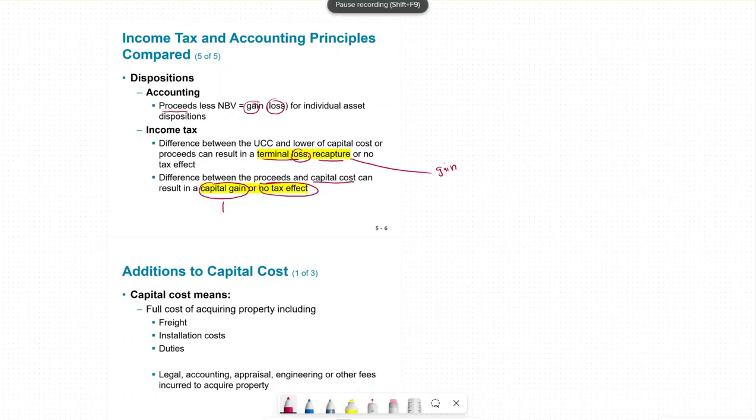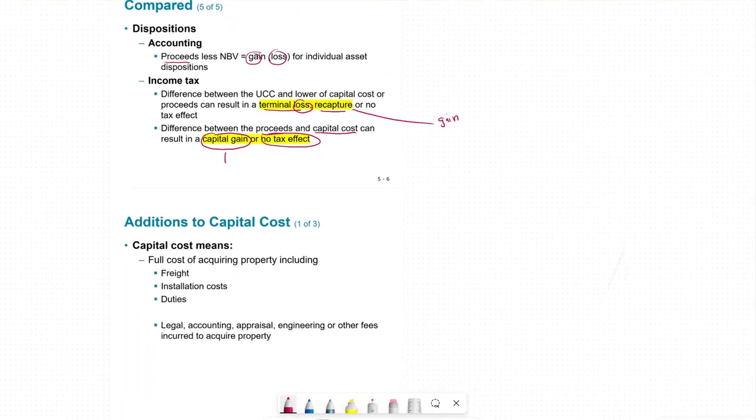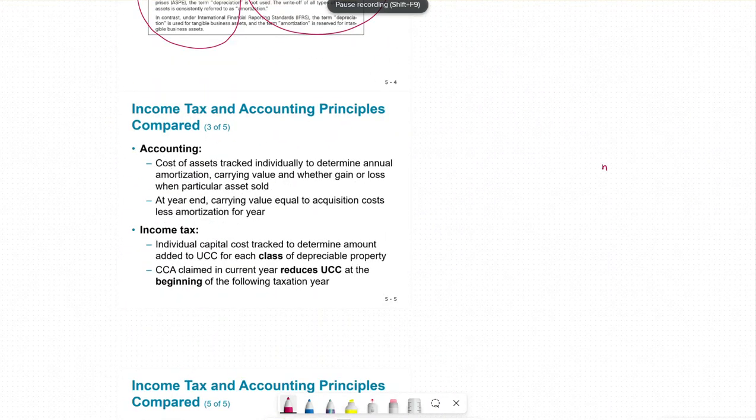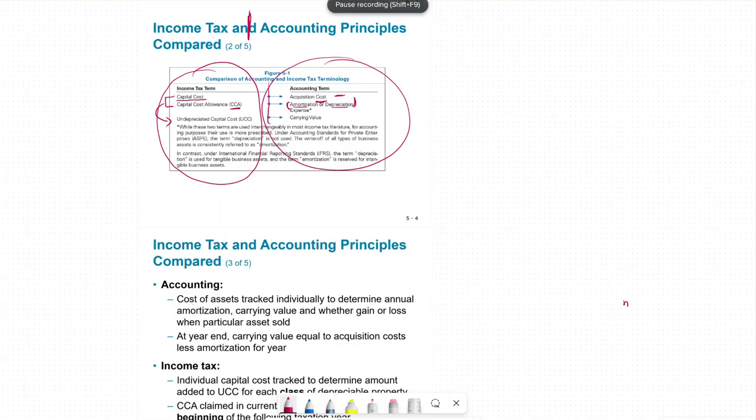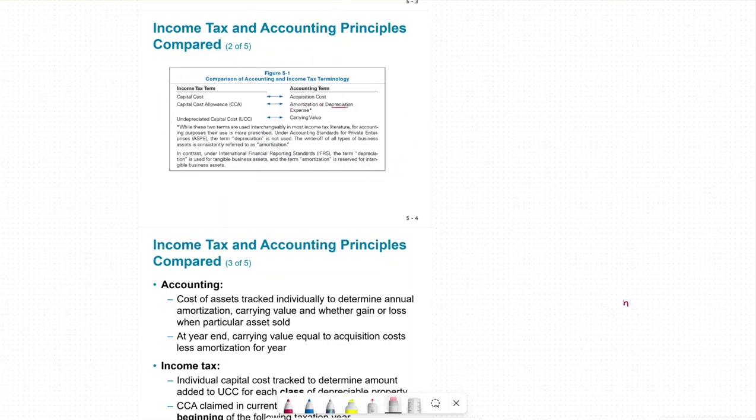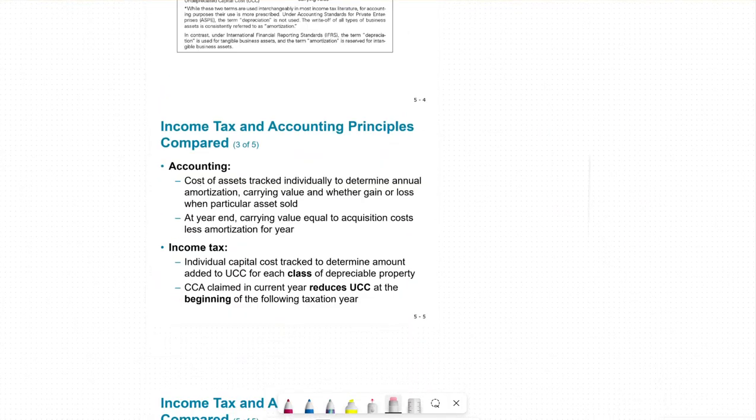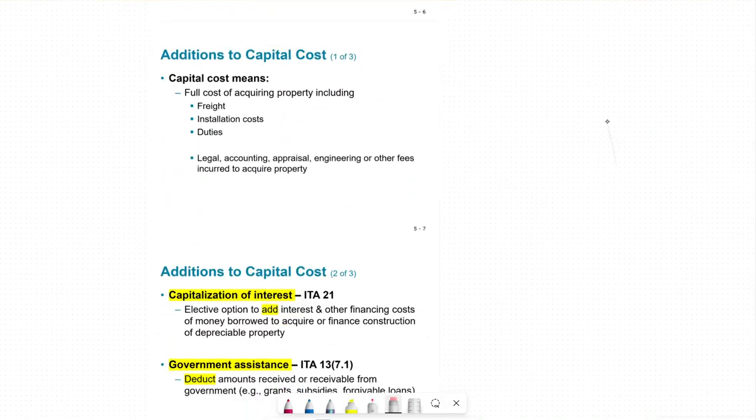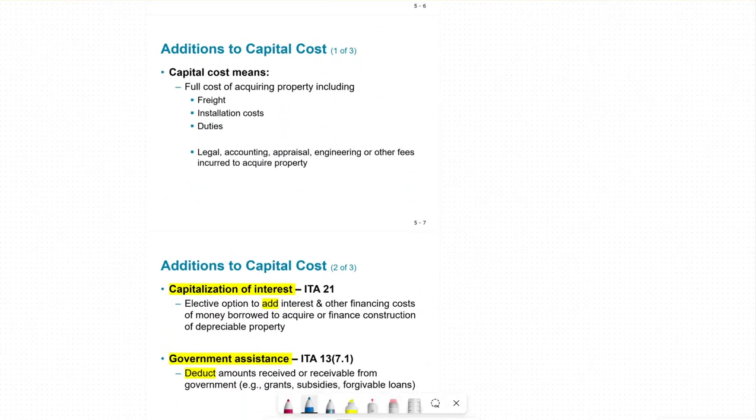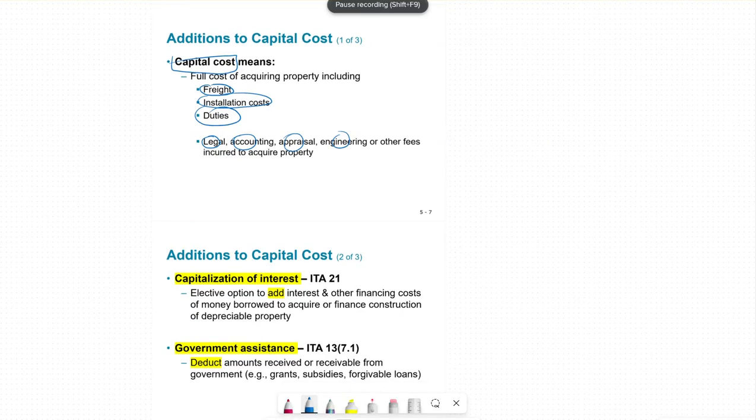So let's do next: what is included in the capital cost? Again, we're talking about income tax. When you talk about income tax, we call it the capital cost of buying that asset. So what is included in there? The freight, the installation costs, and the duties, any legal, accounting, appraisal, engineering, or other fees that are incurred. So that will all be included in the cost. That's the full cost of acquiring.